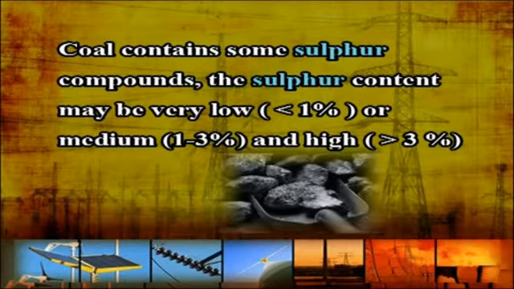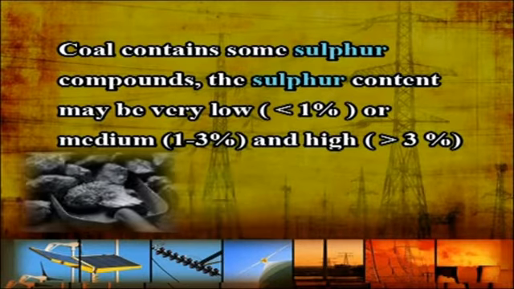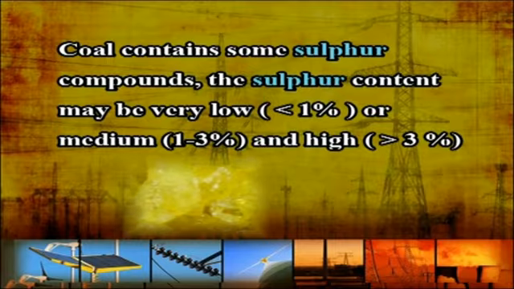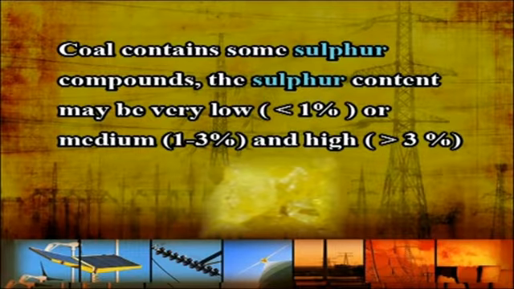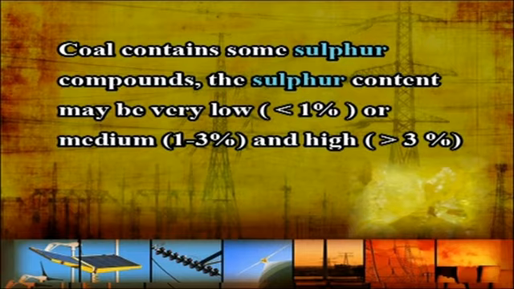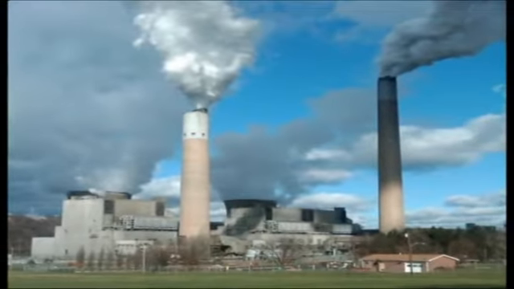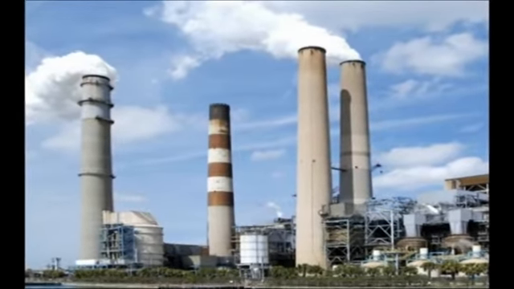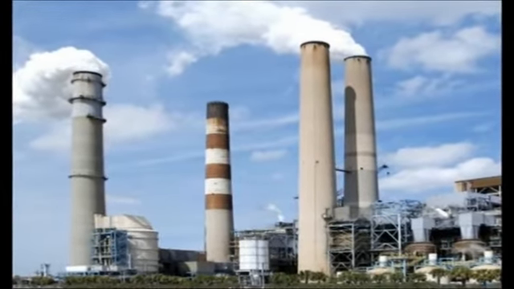Coal contains some sulfur compounds. The sulfur content may be very low, that is less than 1%, or medium, that is 1 to 3%, or high, that is more than 3%. Coal is mainly used in thermal power plants. While using it, the one having low sulfur will cause less air pollution.